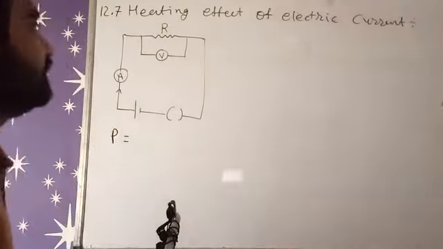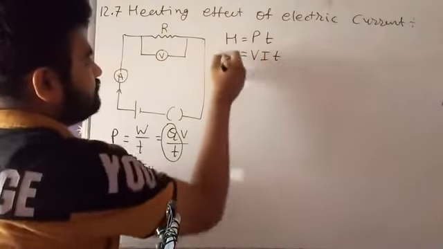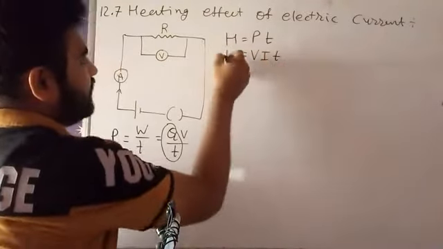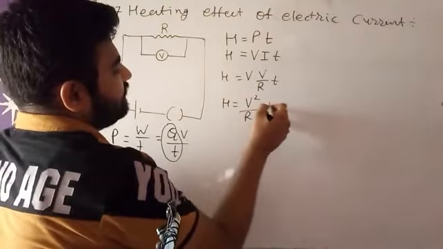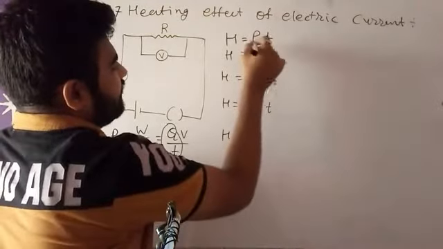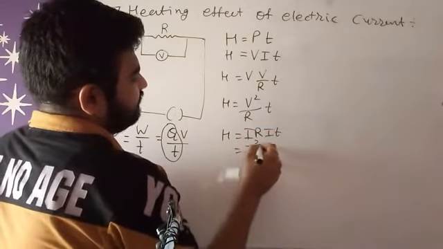Now if I want to find heat energy from the circuit, V into I, that we know. So heat energy is equal to power into time, and that will be our loss of electrical energy. P is nothing but V into I. Now we can also change this term. We have I equal to V upon R, so we can also write H equal to V square upon R into T. Again, if I write V equal to IR, then H equals IR into IT, so I square RT.